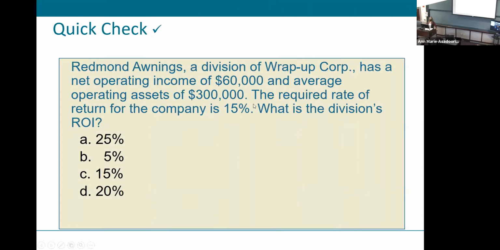Okay. Redmond Awnings, a division of Wrap-Up Corp., has a net operating income of 60,000 and average operating assets of 300,000. The required rate of return for the company is 15%. What is the division's ROI?